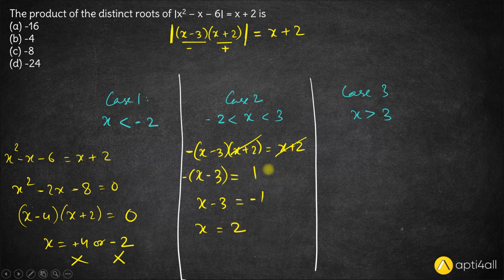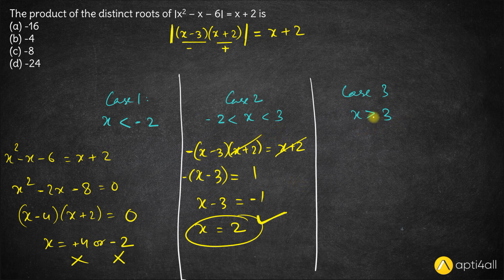Now x equals to 2 is between minus 2 and plus 3. So this will be accepted. This value of x will be accepted, right?